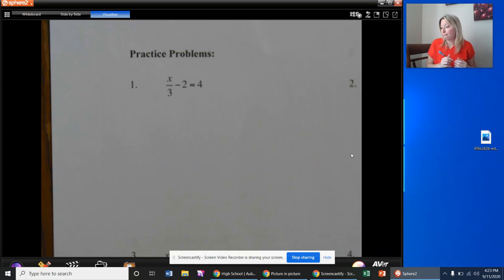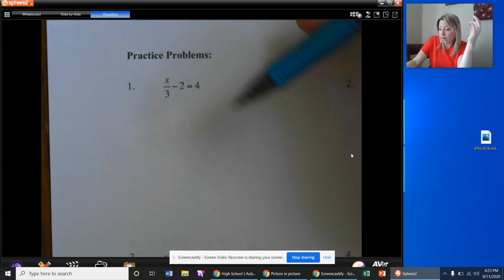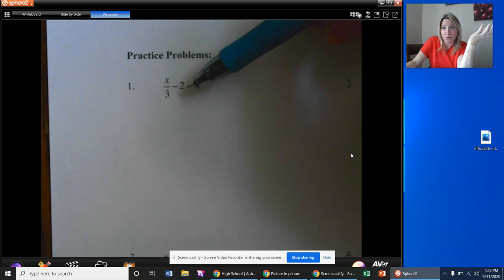Okay? So now, first thing I should notice is that my x is stuck in a fraction, right? It's the numerator in a fraction. We've got a number that's being subtracted from that fraction, an equal sign, and a number on the other side of that equal sign. And so the first thing in my mind is, let's get this whole number away from this side of the equal sign. So right now, this whole number is a -2.